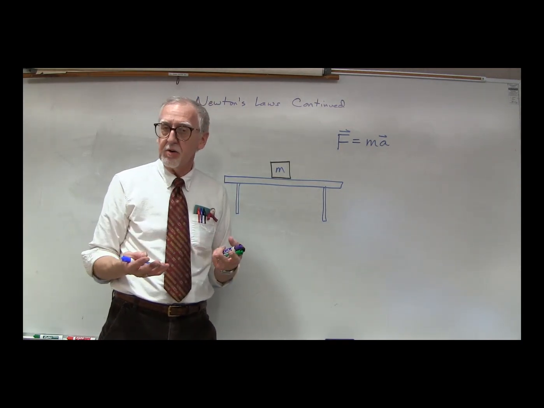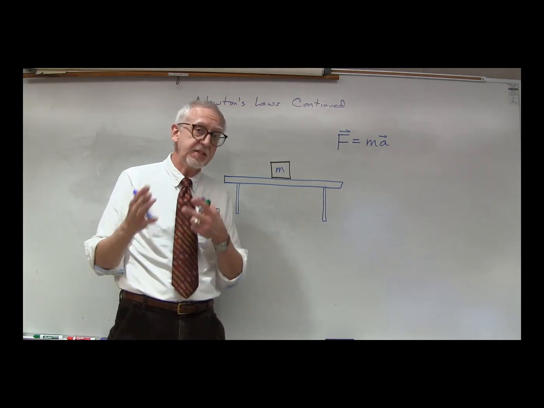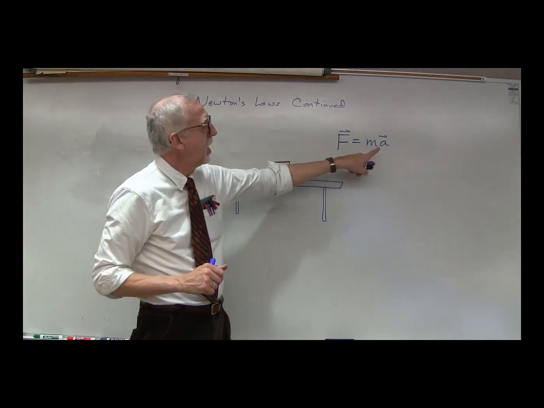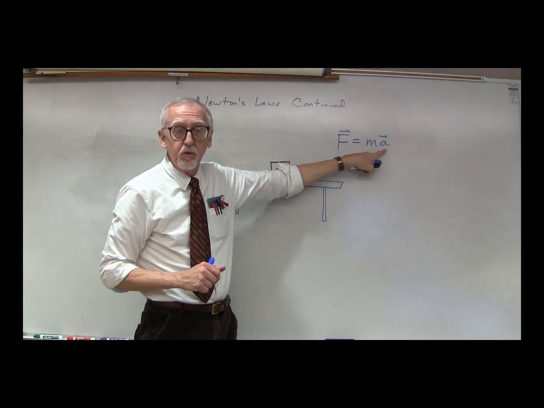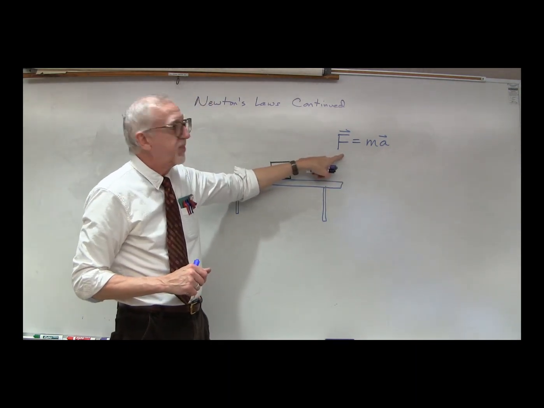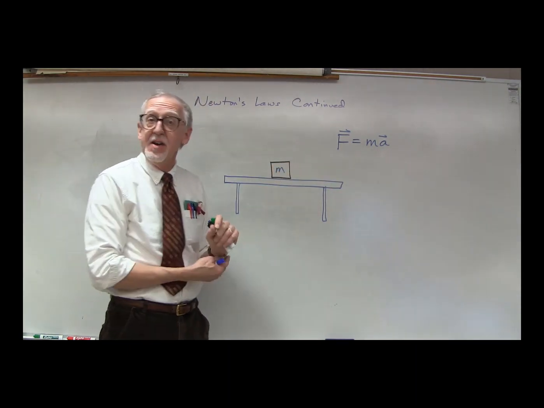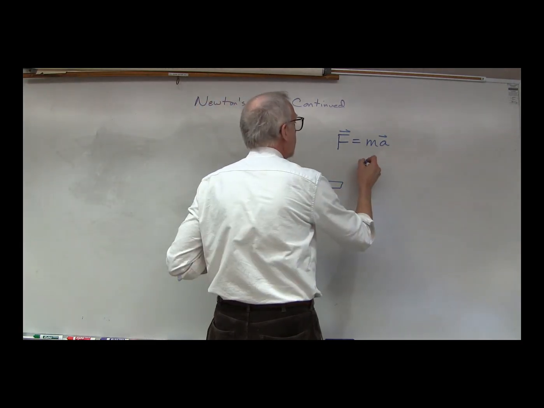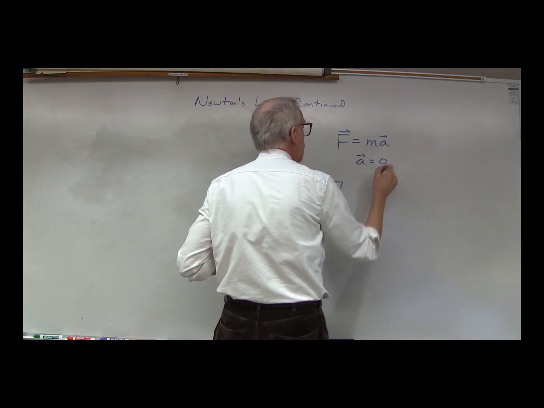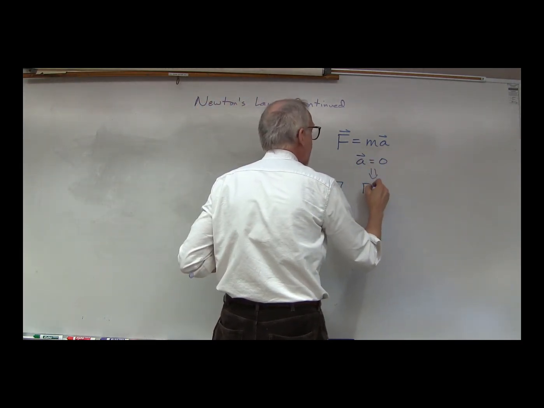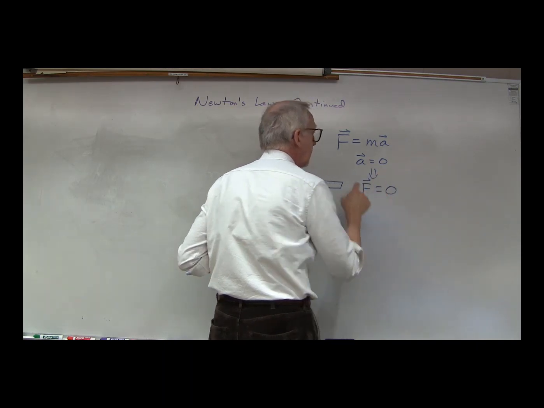The acceleration is 0. If the velocity is not changing, the acceleration is 0. In that case, we know a is 0. But if a is 0, that tells us that F net has to be 0. So if a is 0, that tells us that F has to be 0 in this equation.